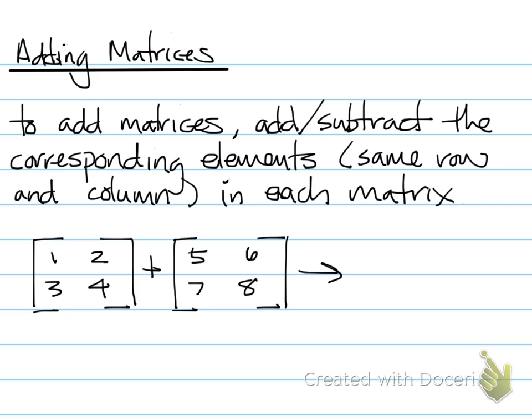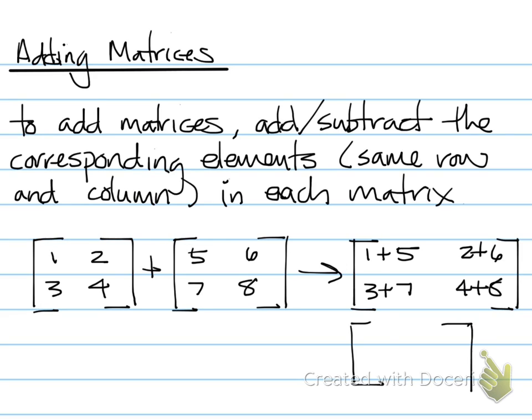All right, so if we have adding these two matrices, we're going to start with the top left corner, first row, first column, 1 plus 5. All right, then the first row, second column, 2 plus 6. Second row, first column, 3 plus 7. Second row, second column, 4 plus 8. All right, when we simplify those expressions, we'll get 6 for the first row, first column, 8 for the first row, second column, 10 for the second row, first column, and 12 for the second row, second column.